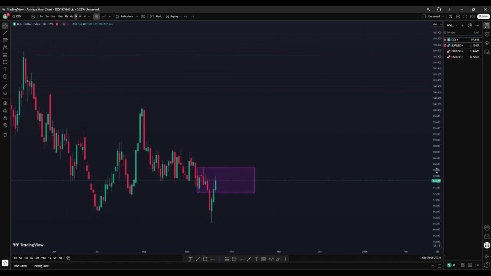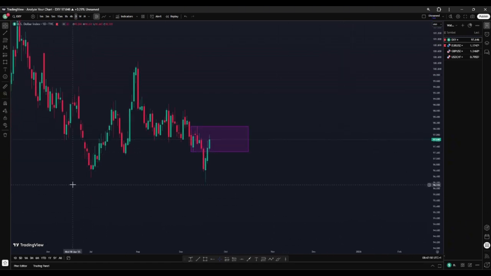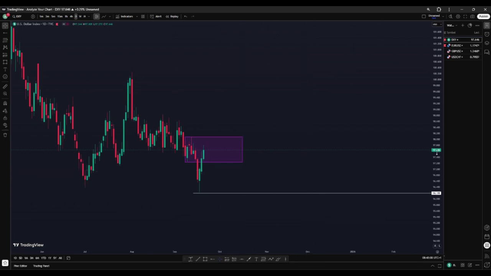So if price is going to go lower, where do you think I'm going to be using as targets? So my target for this trade is going to be this low right here, this one here. So this is where I'm going to be using as my first target for this particular trade.